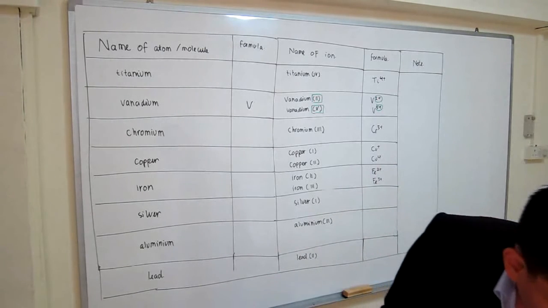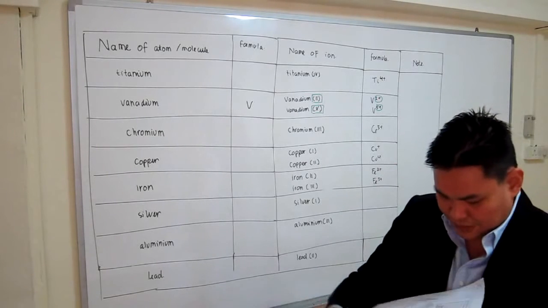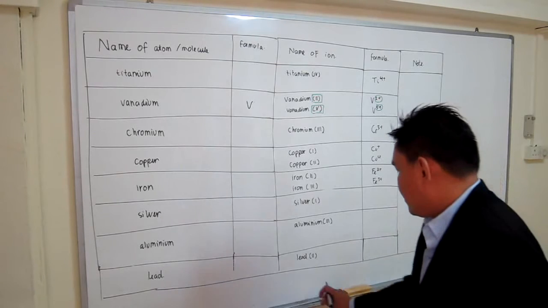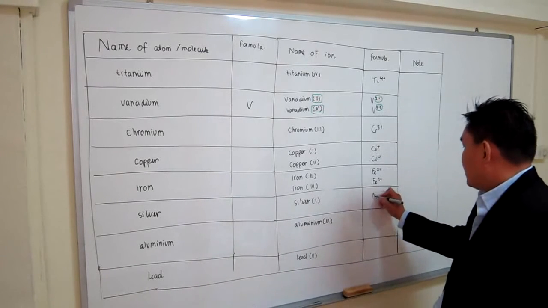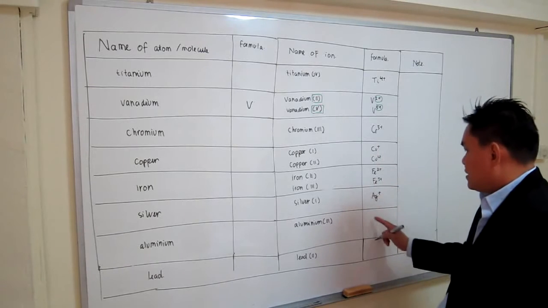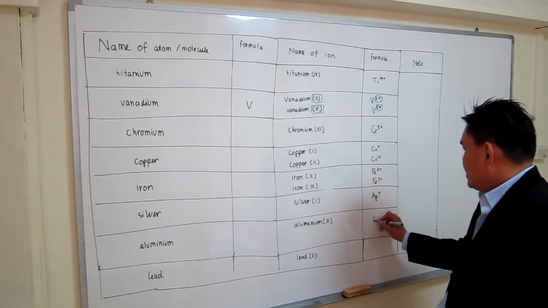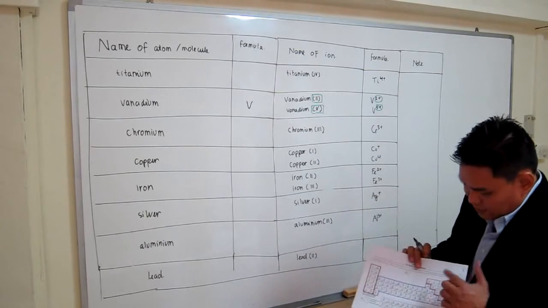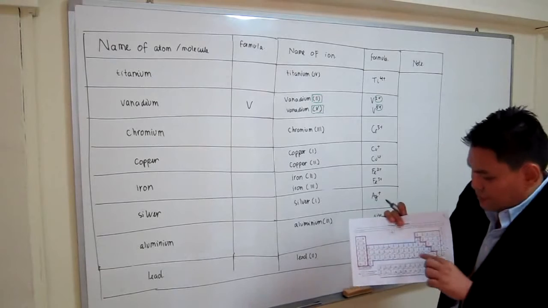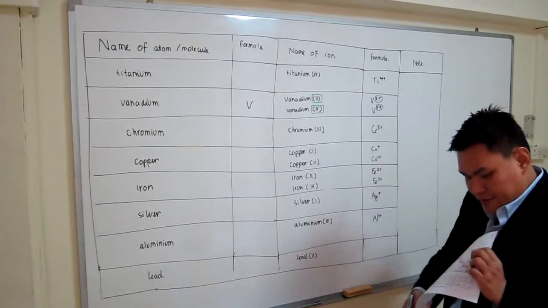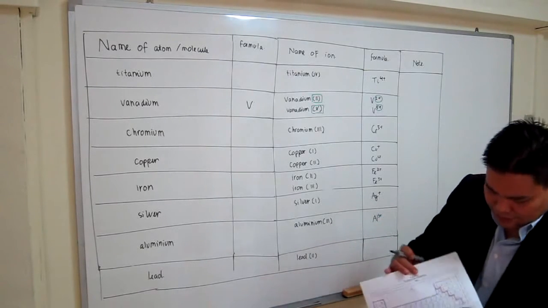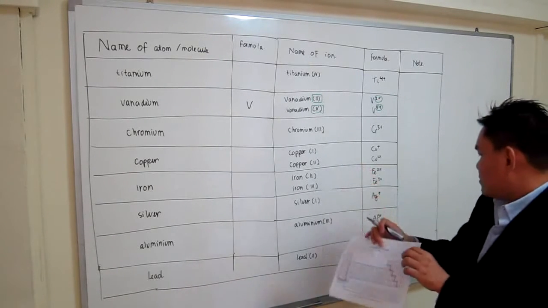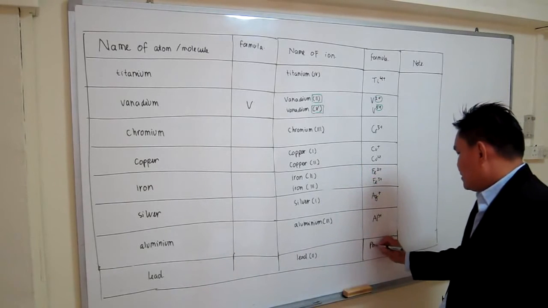Silver 1. Silver is in period 5, right? Period 5, and the symbol for that is Ag, which stands for argentum. So silver 1 is Ag+, aluminium 3 is Al3+. Aluminium is on period 3. Lead, you find it on period 6, group 4. Lead 2 is Pb2+.